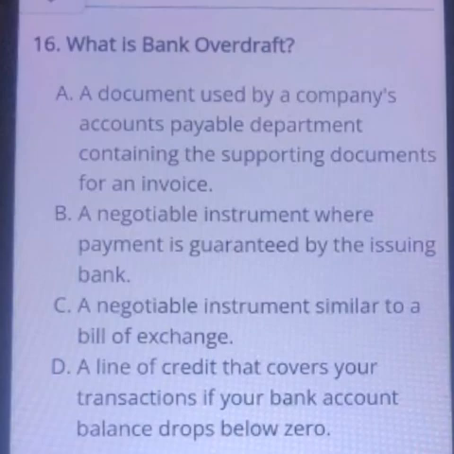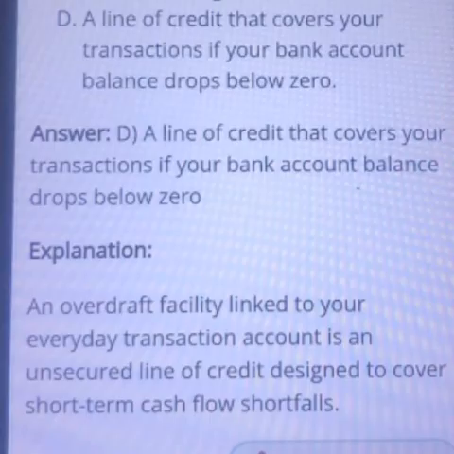A. A document used by a company's accounts payable department containing the supporting documents for an invoice. B. A negotiable instrument where payment is guaranteed by the issuing bank. C. A negotiable instrument similar to a bill of exchange. D. A line of credit that covers your transactions if your bank account balance drops below zero. The true answer is D. A line of credit that covers your transactions if your bank account balance drops below zero.